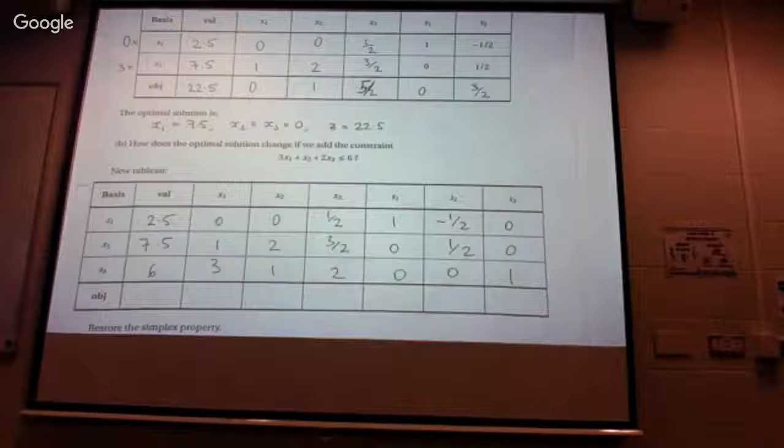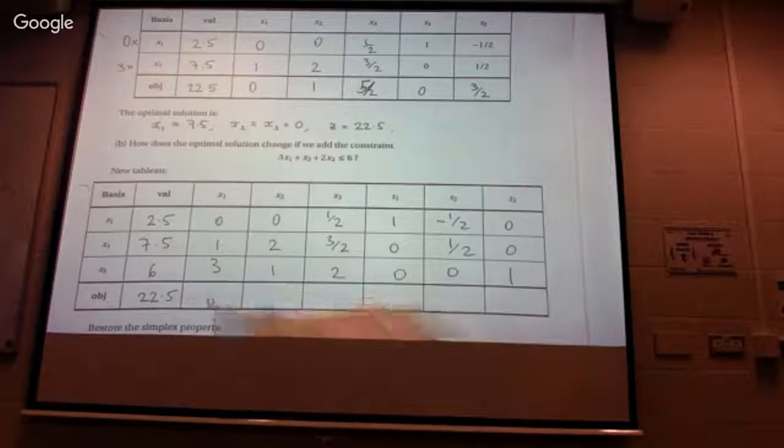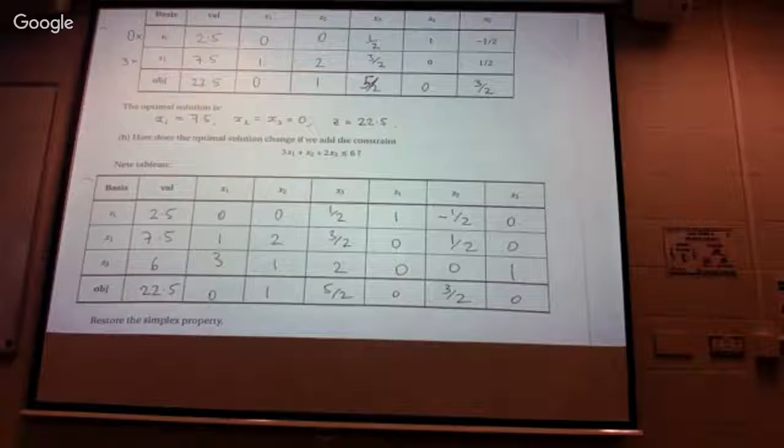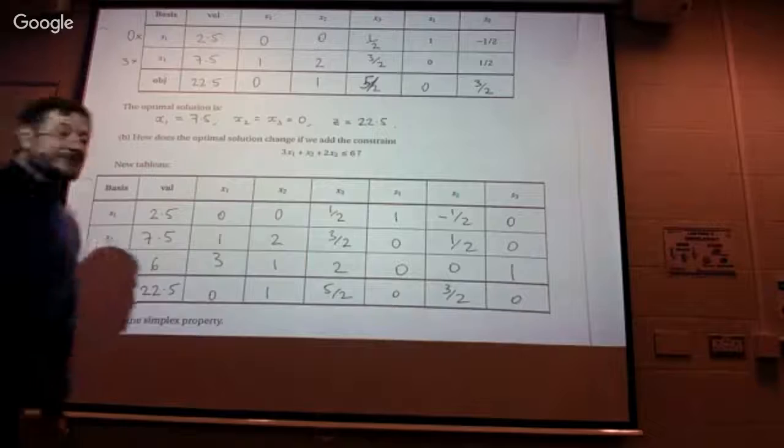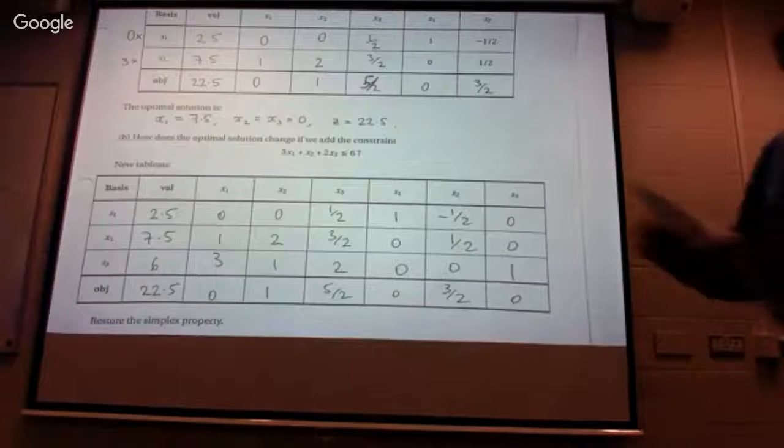Why? Copying the new constraint. Exactly, that's the new constraint. Objective. Any change? No. Why did it say restore the simplex property? Let's do another one of those.